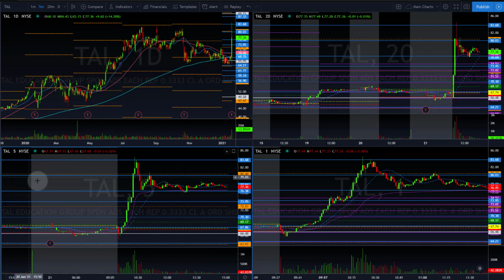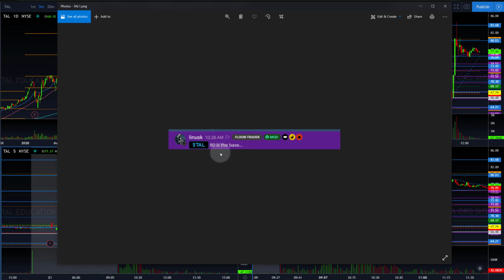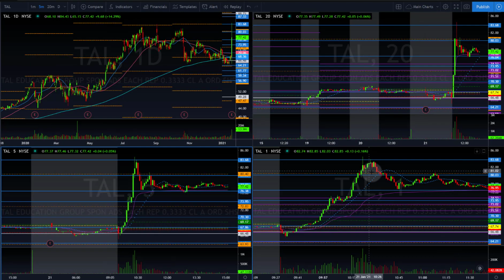So moving forward, once I was in the short, I did take some off at around the 80.42 area, just because it was a stack up of pivots here. I did take some, but I noticed something, so I did post that. I said 80 is the base at 10:28 a.m. So that's probably somewhere here. Once this was done, I saw this, and I said, okay, 80 is the base.